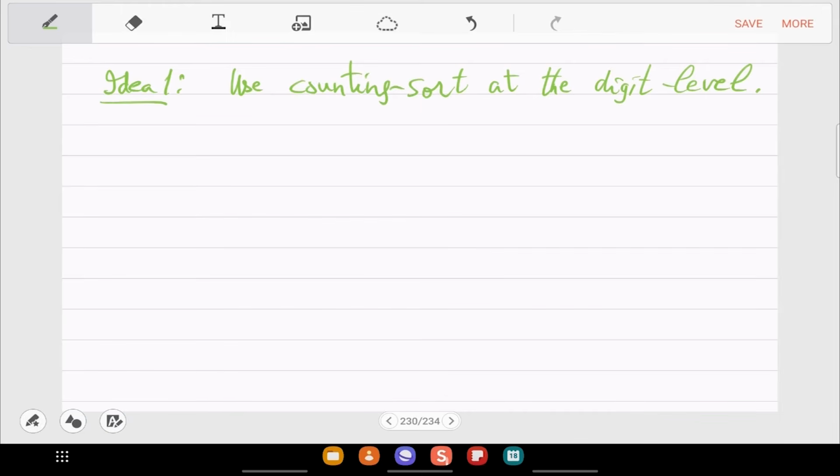No, n is growing very fast. N is like 1 million, while the keys are not that large. I mean, even if the key is date of birth, it is just day, month, and year, right? It's just 8 numbers. So d is something very, very small. D essentially has nothing to do with n. N is your number of students or number of citizens.